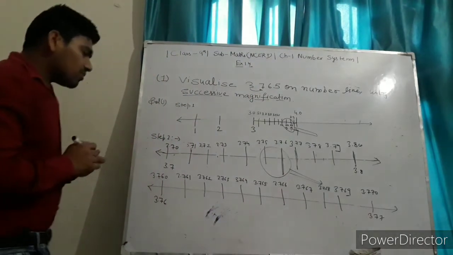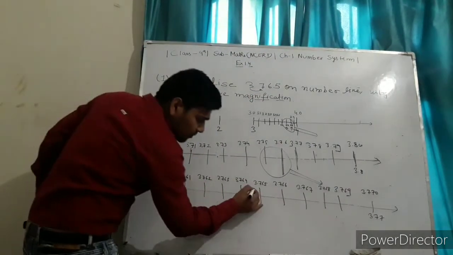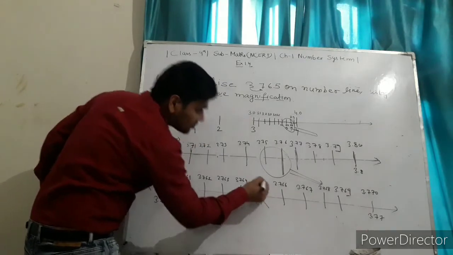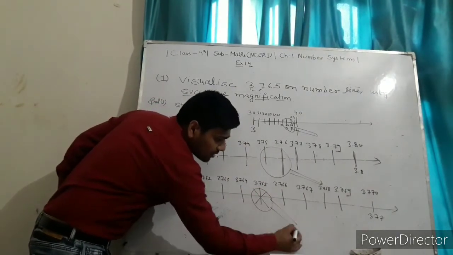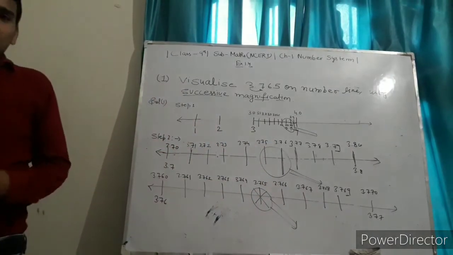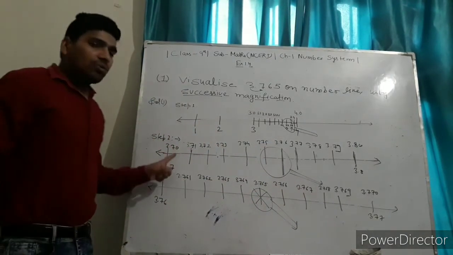Now you are observing here, this is your required number, 3.765. Like this I can visualize my number. This is the required number. I hope you got it.